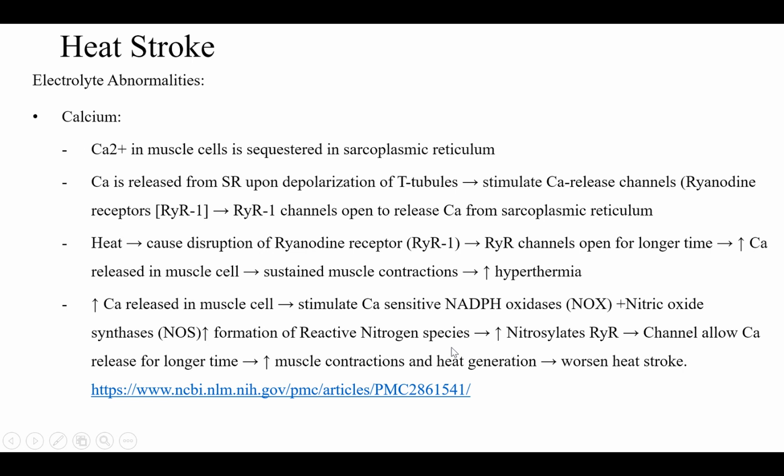So what do these do? Reactive nitrogen species basically nitrosylate ryanodine receptor channels, and nitrosylation of ryanodine receptor channels causes the channel to open for a longer time, allowing calcium to release for longer, and more calcium is released in the cell, causing more muscular contractions and heat generation. This is how they worsen the heat stroke.